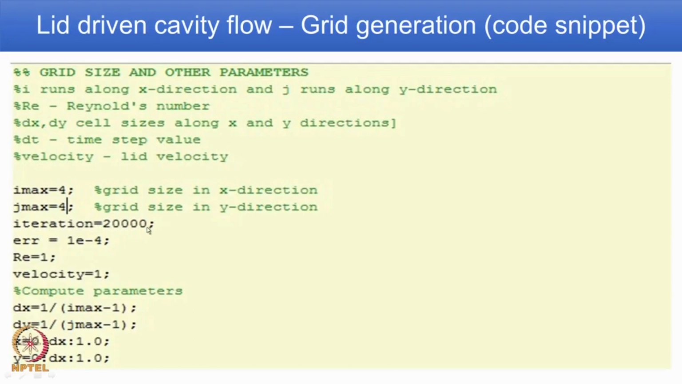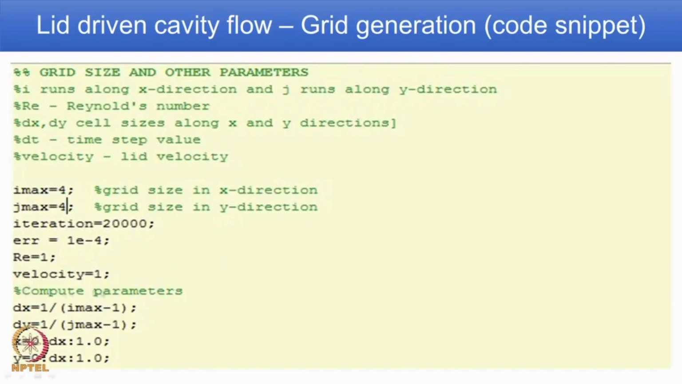This is required later. I am now showing you the actual working code written in MATLAB. So, what is shown here is the beginning of that code. Some parameters need to be defined in the beginning of the code, and one such parameter is the iteration count, given as 20,000, and this is the tolerance limit or convergence limit, that is error 1 times 10 to the power of minus 4, Reynolds number is 1, velocity is 1. In this particular slide we are interested to see how a grid is generated and what the corresponding code is to generate a grid.